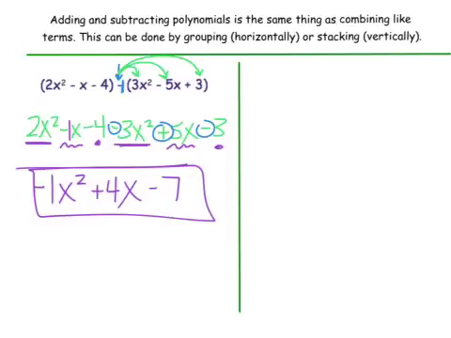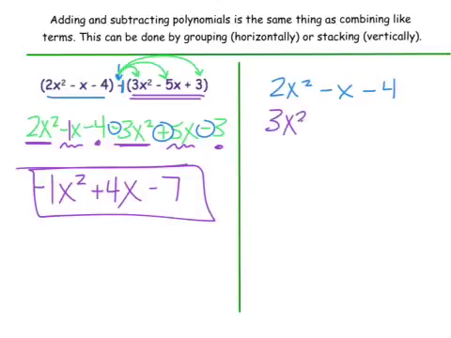Now, if we want to go about this vertically, what we're going to do is take our first parenthesis set and put it on top. 2x squared minus x minus 4. Then we're going to take our second set of parentheses and line it up with like terms in columns. So we have that 3x squared, a negative 5x, and a 3.